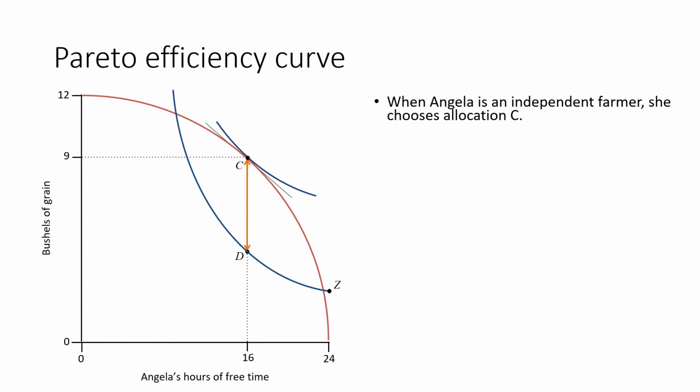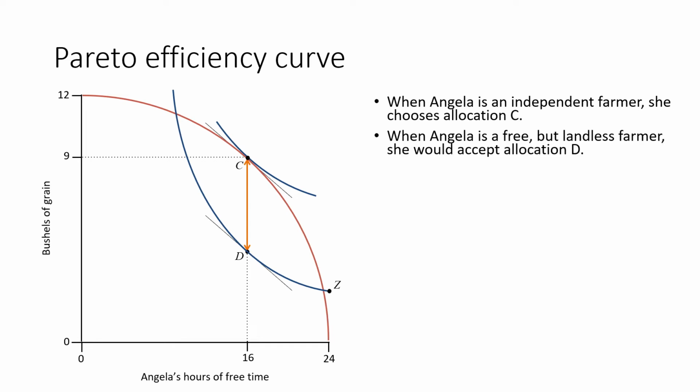When Angela is an independent farmer, remember, she actually chooses to work 8-hour days and just gets the full 9 bushels for herself, because we assumed her preferences in this unit are quasi-linear. When Angela is a free but landless farmer, she'll accept any allocation at D or above, assuming that there are many landless farmers and that she's been given essentially a take-it-or-leave-it offer.